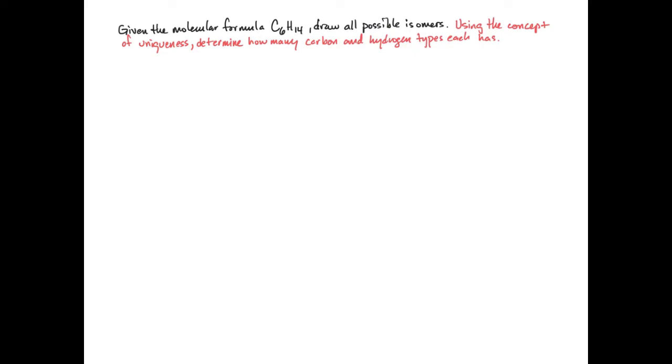So given the molecular formula C6H14, we know immediately that that is a hydrocarbon. There are no heteroatoms contained in the molecular formula. And the other thing we want to look at is the general hydrocarbon alkane formula of CnH2n+2.